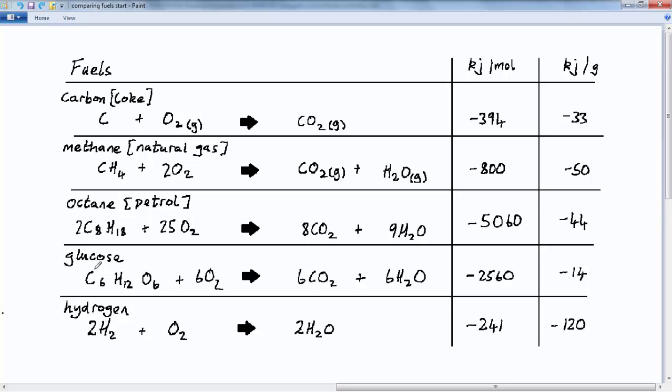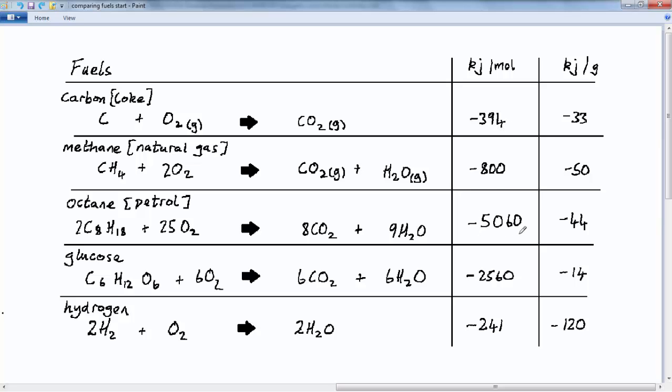And then with the carbohydrate you also get the same: carbon dioxide and water. And then finally with hydrogen you just get the water. So all of these equations are balanced. What we're looking at, and more interested in here, is the energy that's released.